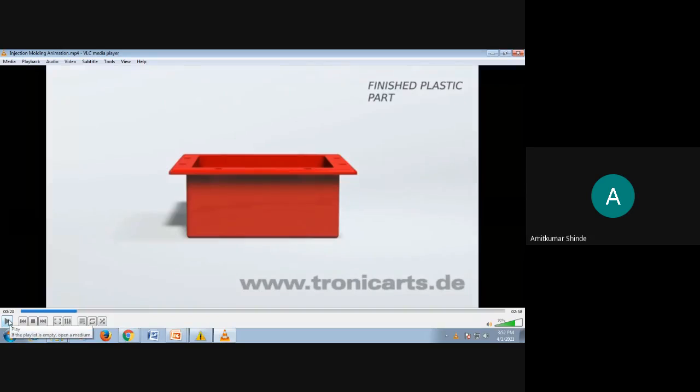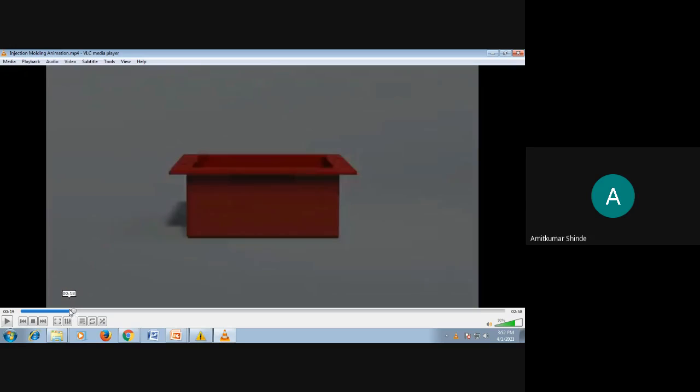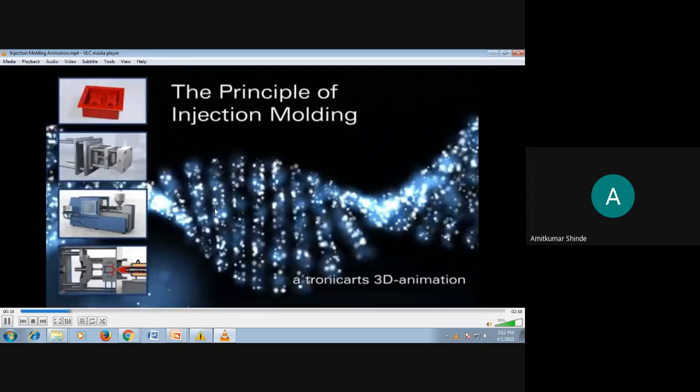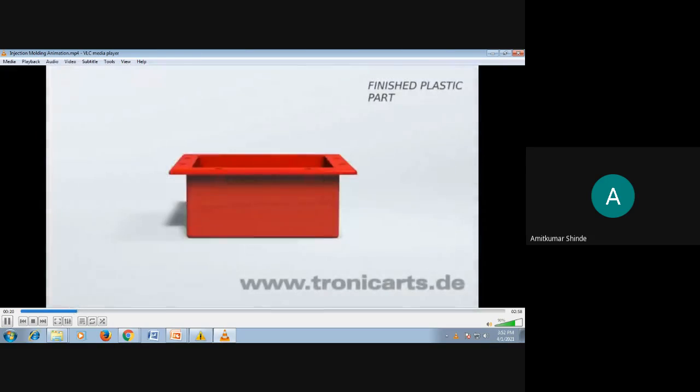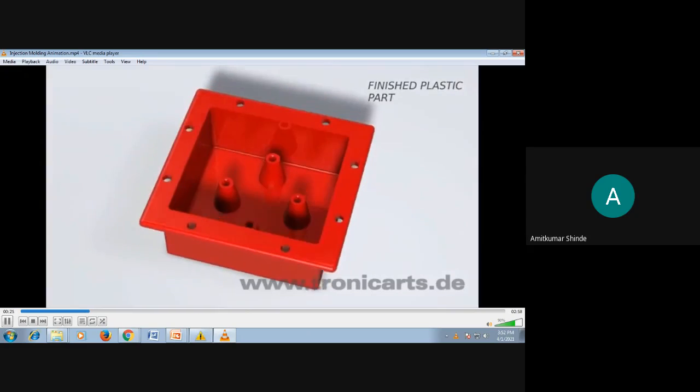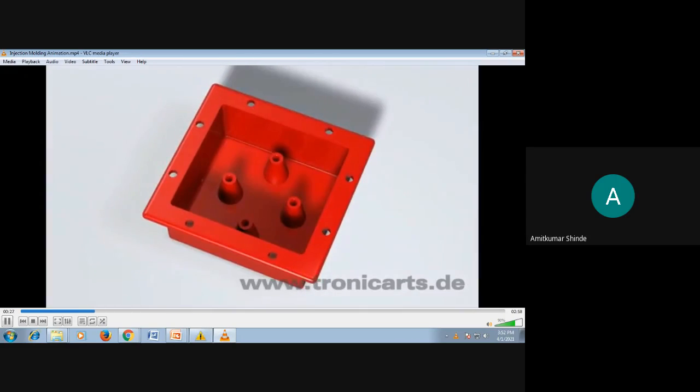Okay, so please try to understand this. This is the injection molding process. This is the shape of the product. This is the principle of injection molding. Here you can see this is our final product. Okay, I will start this. Please try to understand these steps. Okay, this is our final product. This is the finished plastic part.